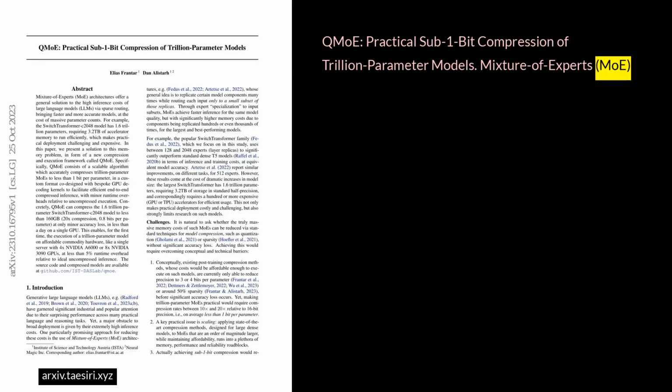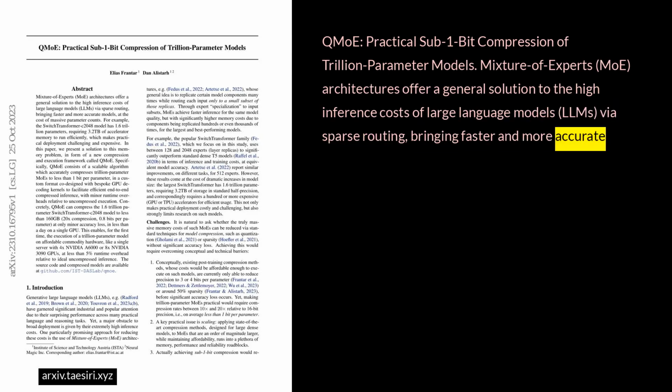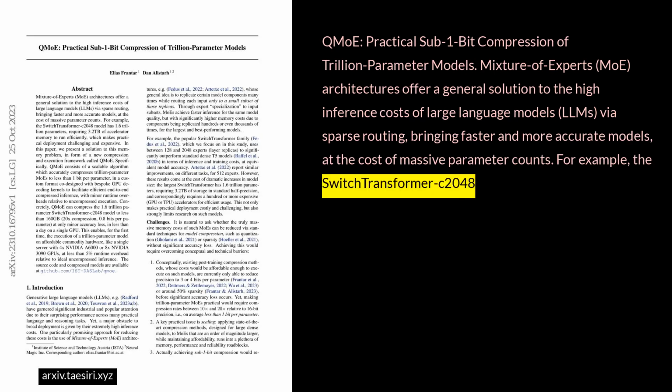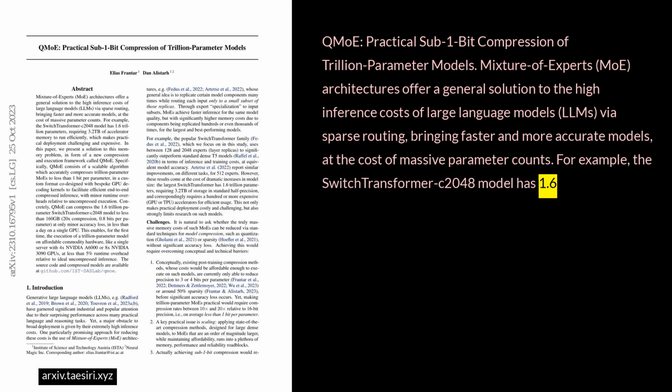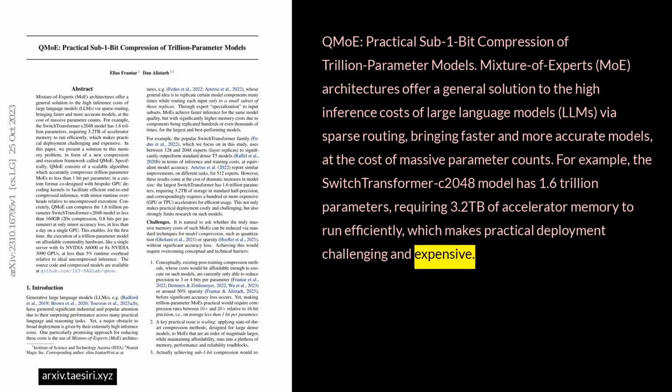Mixture of experts (MoE) architectures offer a general solution to the high inference costs of large language models (LLMs) via sparse routing, bringing faster and more accurate models at the cost of massive parameter counts. For example, the Switch Transformer C2048 model has 1.6 trillion parameters, requiring 3.2 terabytes of accelerator memory to run efficiently, which makes practical deployment challenging and expensive.